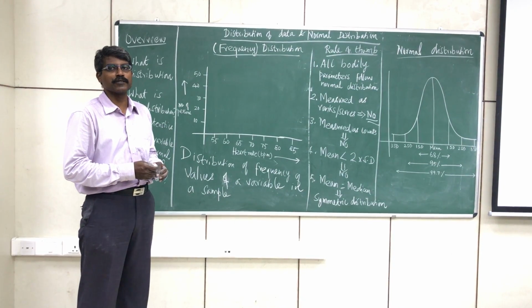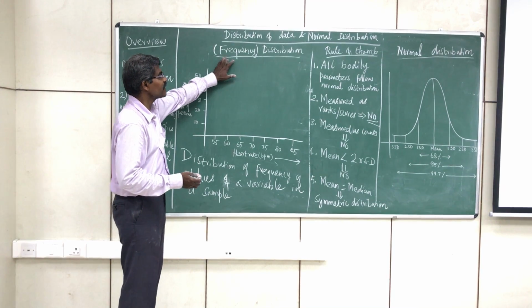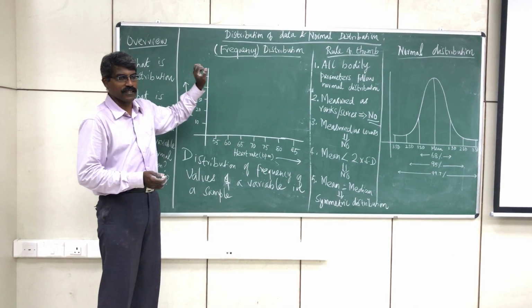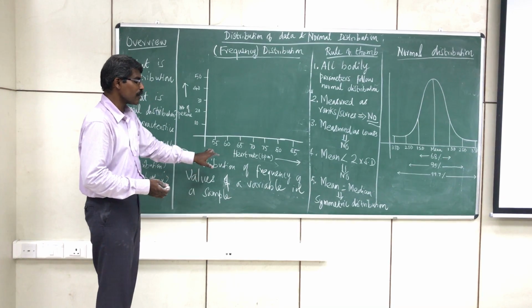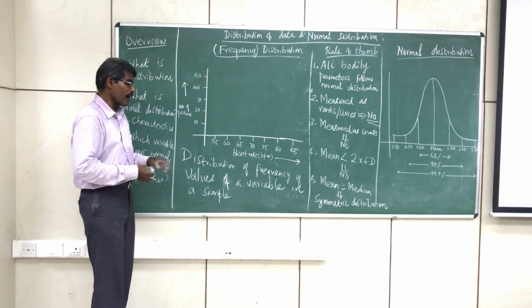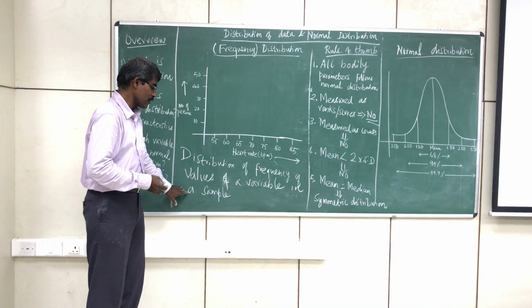Let's go into first seeing what we mean by distribution. Distribution generally refers to frequency distribution. This word frequency is many times understood and not written explicitly. Frequency distribution means a distribution of the frequency of values of a variable in a given sample.